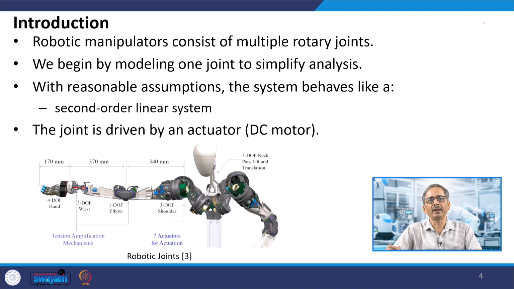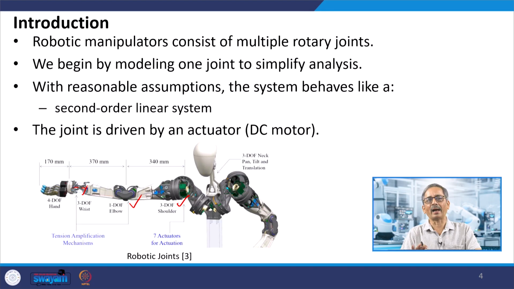You see, a robotic manipulator consists of a number of joints. For example, in this humanoid we have a number of joints, right? Say, for example, a 3 degree of freedom shoulder joint, then a 1 degree of freedom elbow joint, a 3 degree of freedom wrist joint, and so on. We will try to understand how we can model a simple single joint so that the analysis is very simple. And in robots having multiple degrees of freedom, that single joint is going to be repeated at the other degrees of freedom.